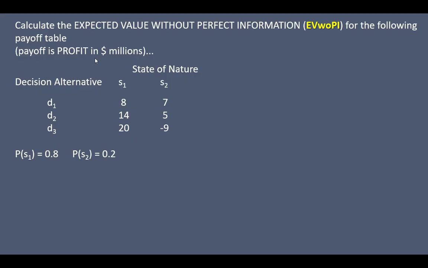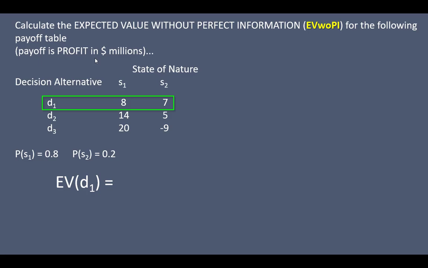So beginning with the expected value of D1, what we need in order to make this calculation are the probabilities for each state of nature, and in this case with only two, we have them both, 0.8 and 0.2, and the payoffs associated with each possible outcome of D1, which we also have as an $8 million profit under an S1 state of nature and a $7 million profit under an S2 state of nature.